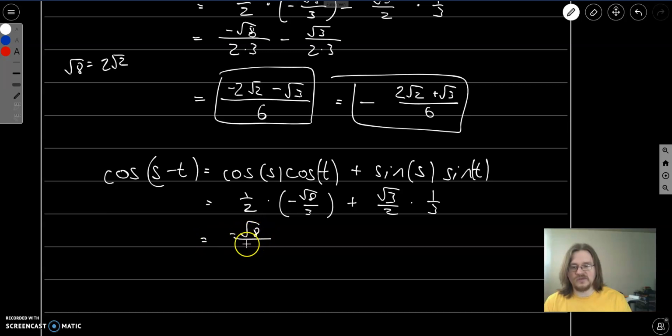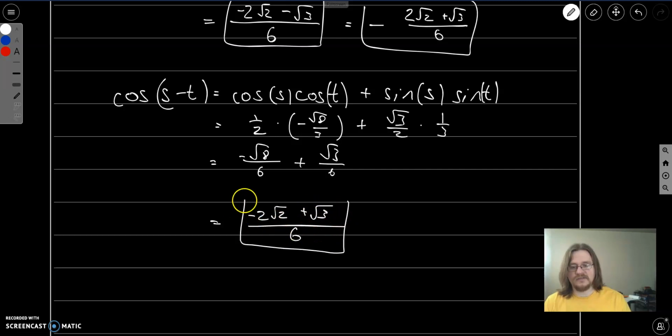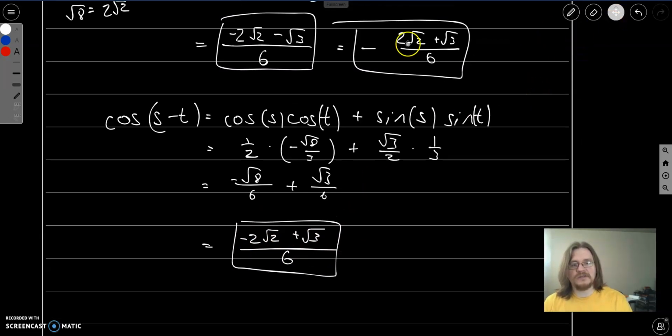So you've got this negative square root of 8 over 6 plus, because we're adding this time, we're not subtracting, the square root of 3 over 6. And then this simplifies in nearly the same way. This will be negative 2 root 2 plus root 3 over 6. So again, the only difference here is, are we subtracting or are we adding?